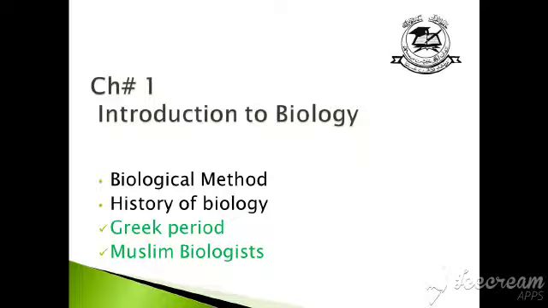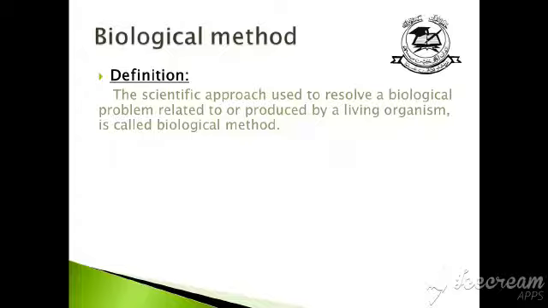Today we are taking the second period of biology, and chapter number 1 is Introduction to Biology. What we will study today: biological method and history of biology. In history we will study the Greek period and Muslim biologists. So let's start. What is biological method? How can we define biological method?